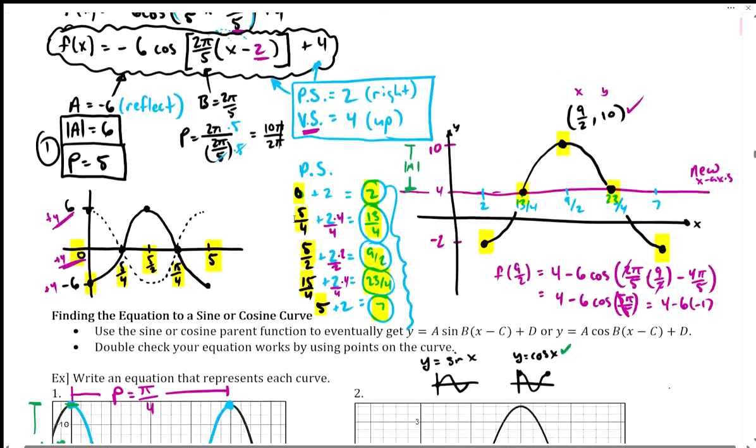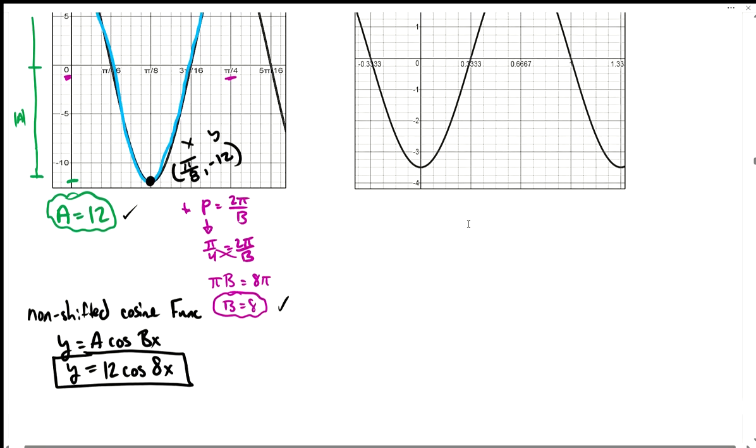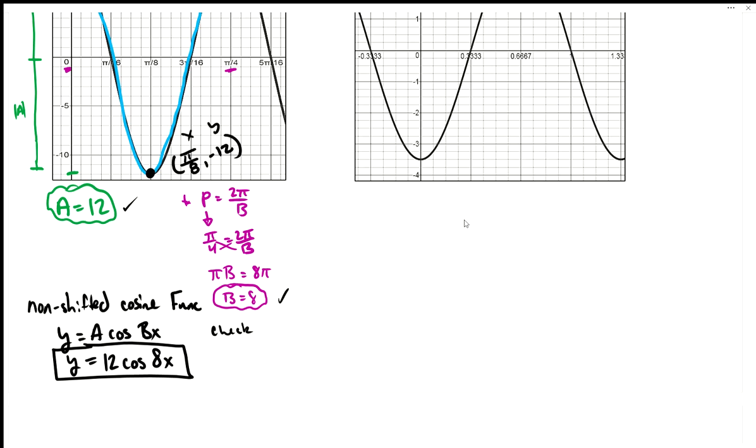Just like when graphing, if I want to, I can double check. Maybe I should choose a point, at least one of them. So there's pi over 8 and negative 12. It should work. If I plug in the x value, I should get that y value. So my quick check here, I've got y equals 12 cosine of 8 times pi over 8. The 8s cancel, and I would have cosine of pi. Well, cosine of pi is negative 1. Negative 1 times 12 is negative 12. Check, it's good. So our official boxed answer was good.